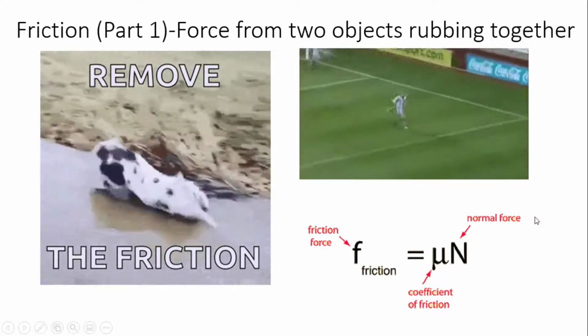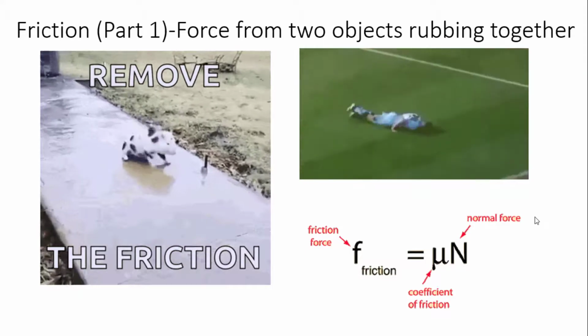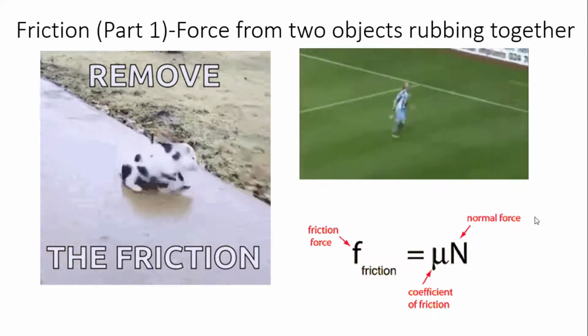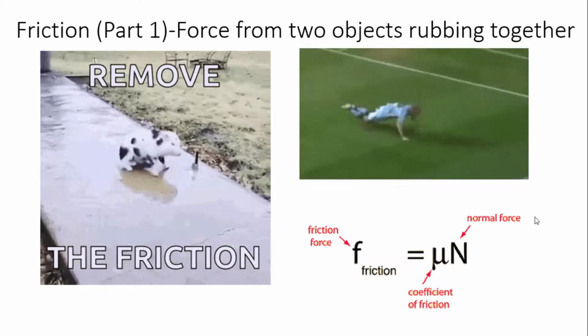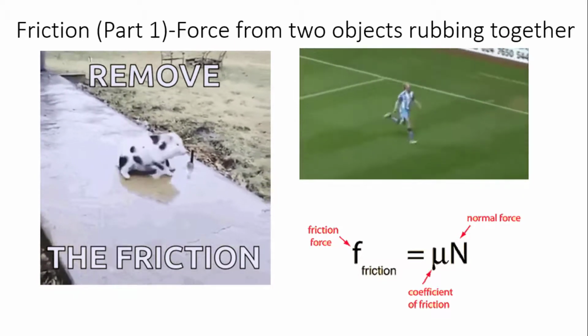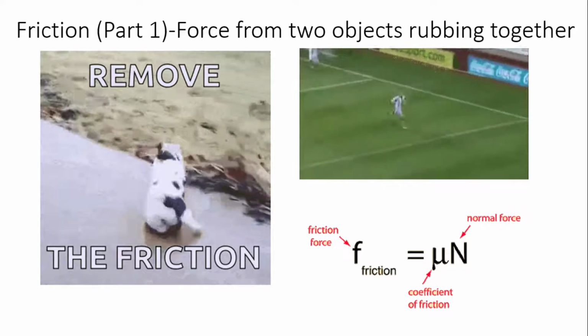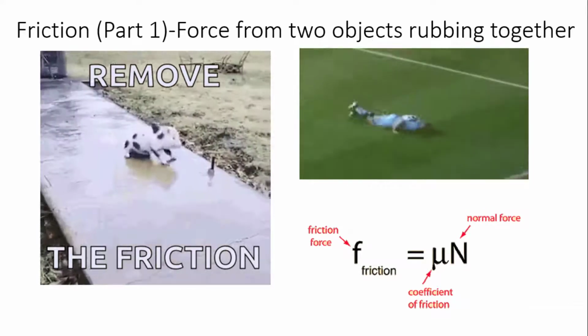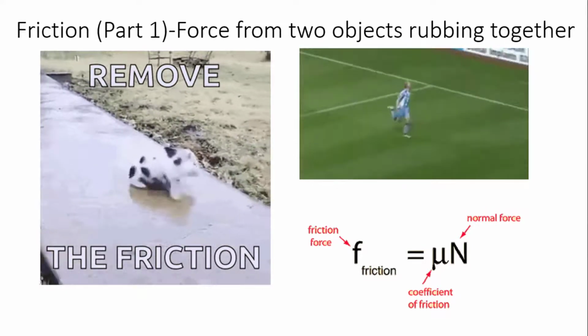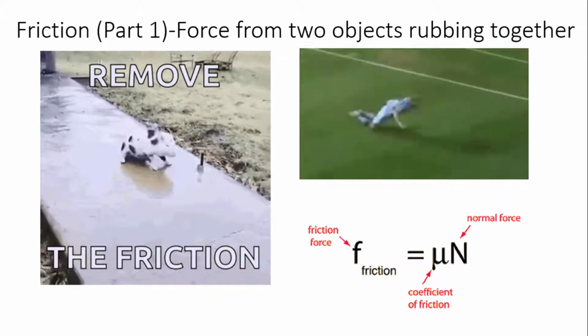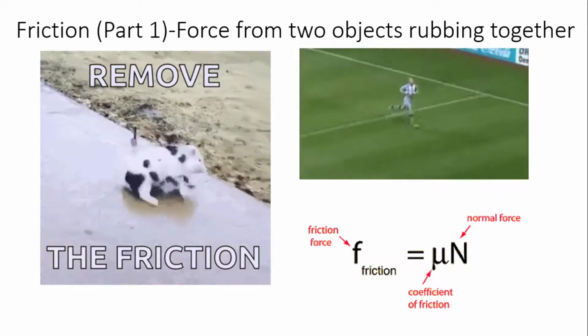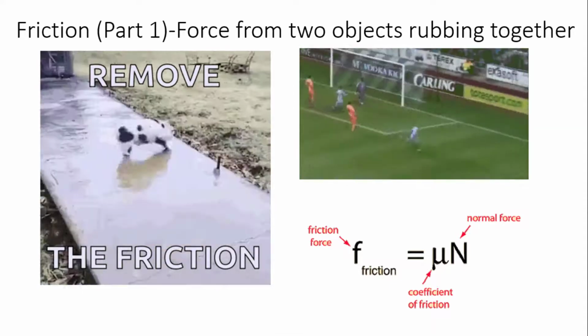Today we're going to talk about friction, which is the force from two objects rubbing together. And sometimes in life you want a little more friction. Sometimes you want a little less friction. But either way, the equation for friction, or the friction force, is F of friction equals mu, that's what that little symbol is, which is the coefficient of friction, times the normal force.